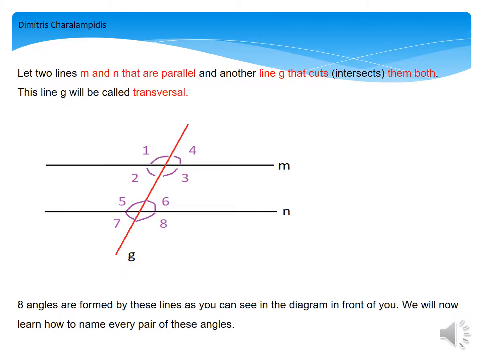Let two lines M and N be parallel, and another line G that cuts, otherwise intersects, both of them. This line G will be called transversal. 8 angles are formed by these lines, as we can clearly see in the diagram in front of us. We will now learn how to name every pair of these angles.